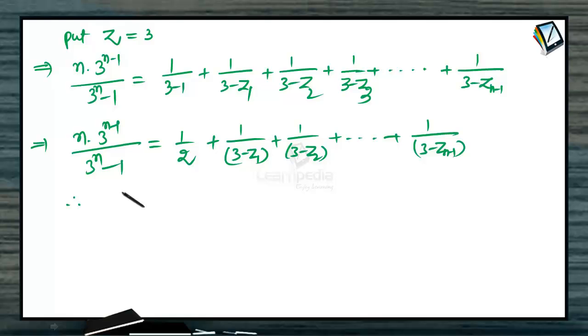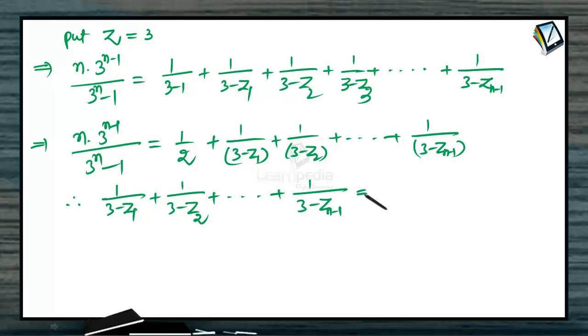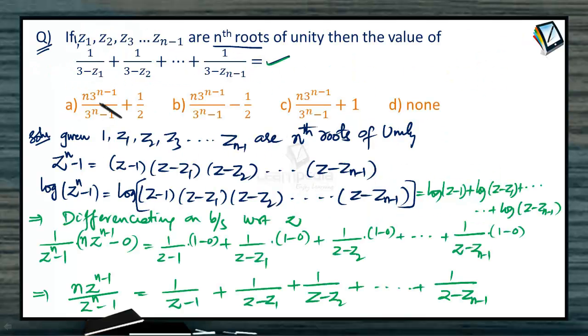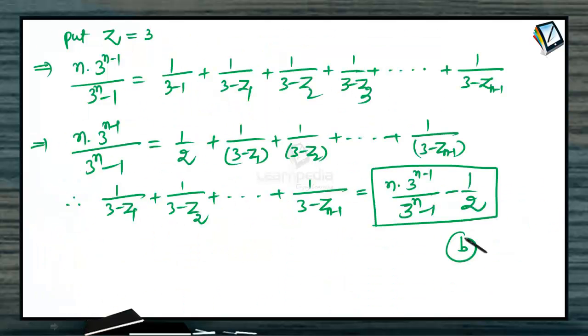So what I require is 1 by 3 minus z1 plus 1 by 3 minus z2 and so on plus 1 by 3 minus zn minus 1. This half goes to the other side, which leaves n into 3 power n minus 1 by 3 power n minus 1, minus 1 by 2, as the answer. So which option is the correct one here? The correct option is n into 3 power n minus 1 by 3 power n minus 1 minus 1 by 2, that is option B. Answer B is the correct option for this question.